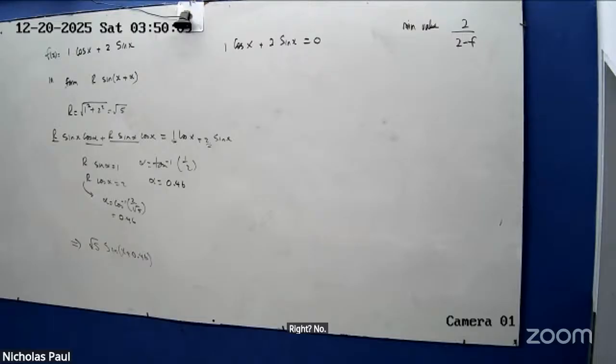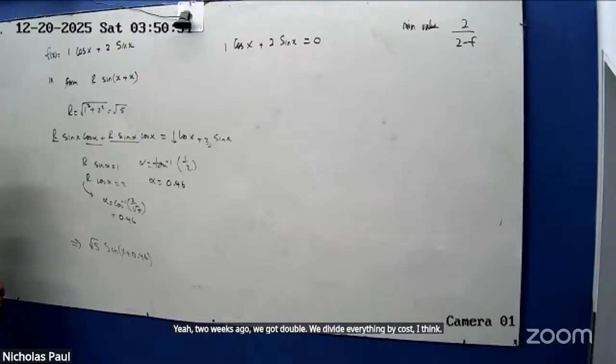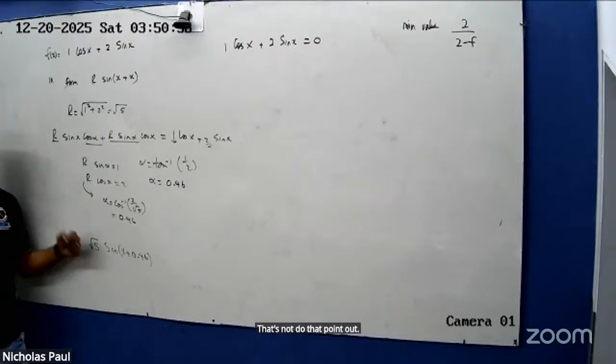Now the next one, part 2. How do we solve 1 cos x plus 2 sine x? Well, we could divide everything by cos something, but let's not do that for now. How do we solve that?